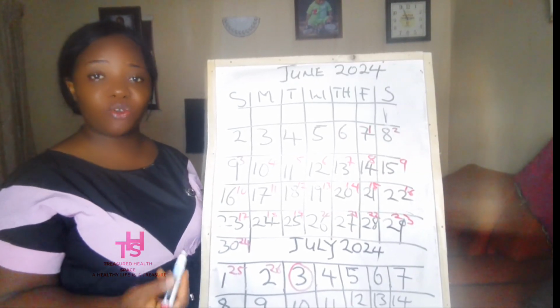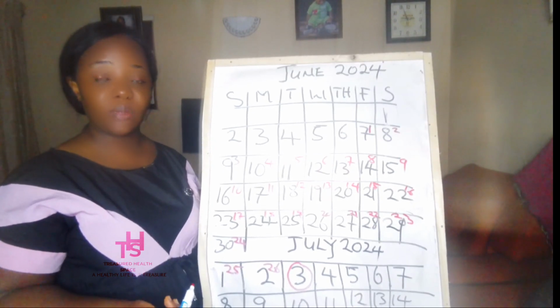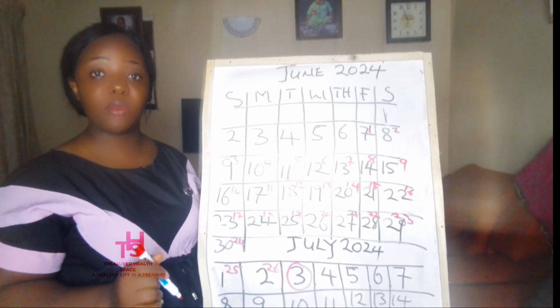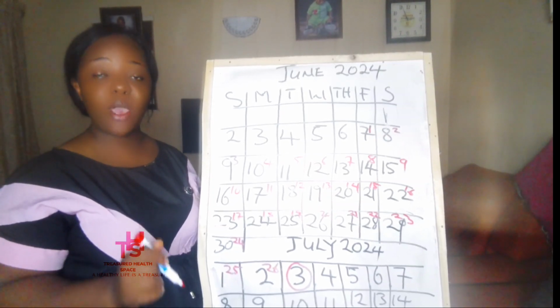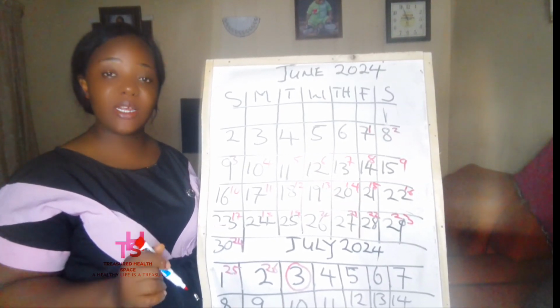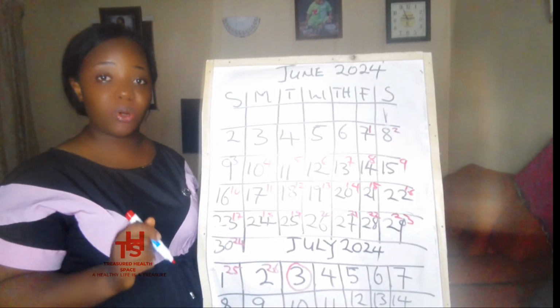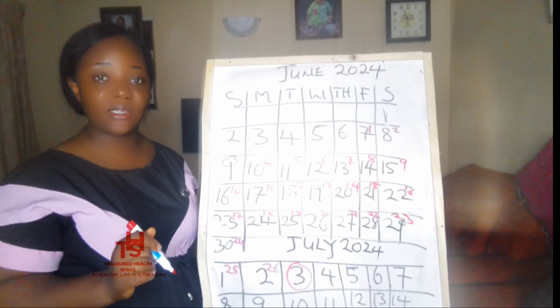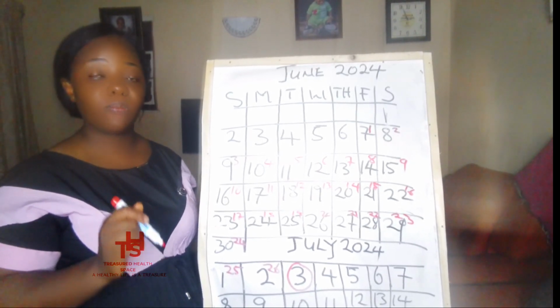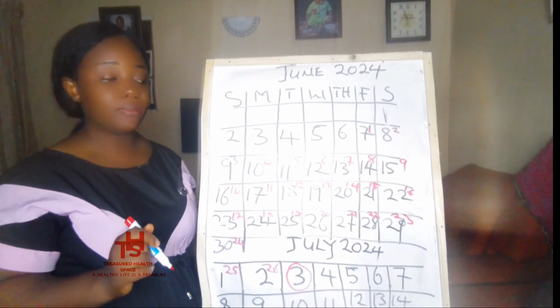How do you know when you are likely to ovulate? Ovulation is that time in your menstrual cycle where your ovary releases an egg, and the egg is a matured one ready to be fertilized. That is simply what ovulation is.